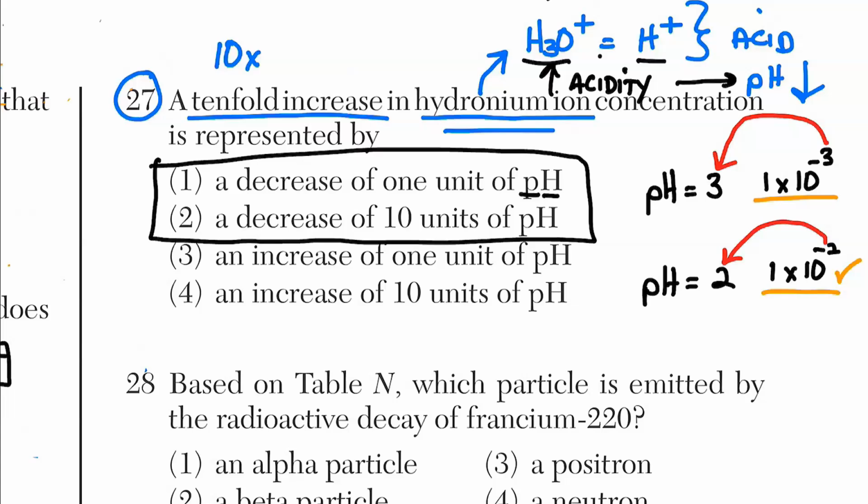And if you don't see it, this number right here is 0.001. This number here is 0.01. So you can see that this number with a pH of 2 is 10 times larger, and therefore more acidic. So we would say there's a decrease because we're adding an acid.